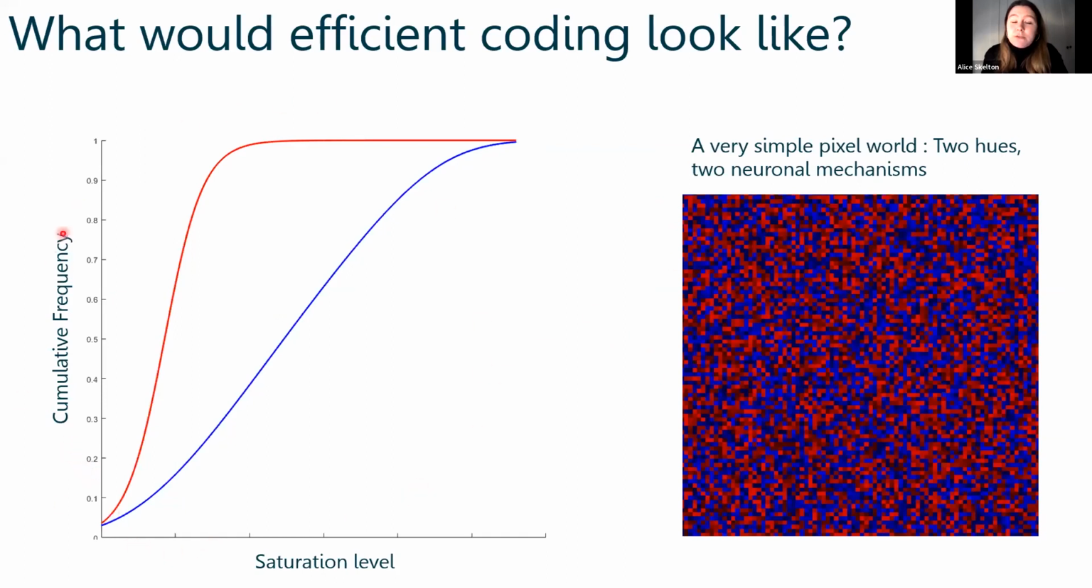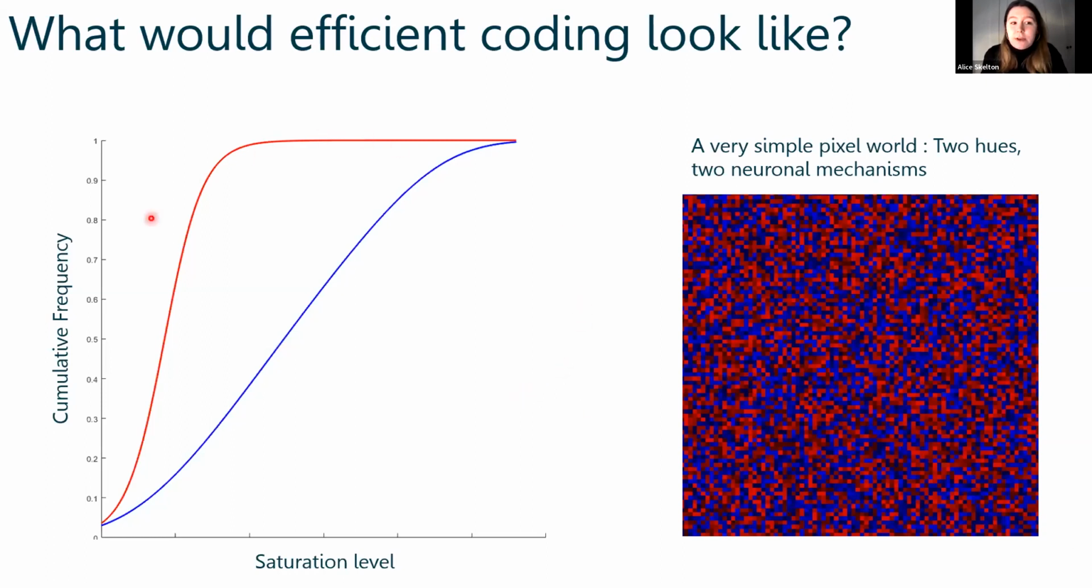This shows you the cumulative frequency of saturation. So it varies from 0 to 1, where 1 would mean that every single pixel's saturation has been accounted for, and 0.5 would mean you've accounted for 50% of the pixels' saturation levels. So this isn't about the amount of pixels of a particular saturation or of a particular hue, but it's about the variation that you find in the pixels of a particular hue and saturation.